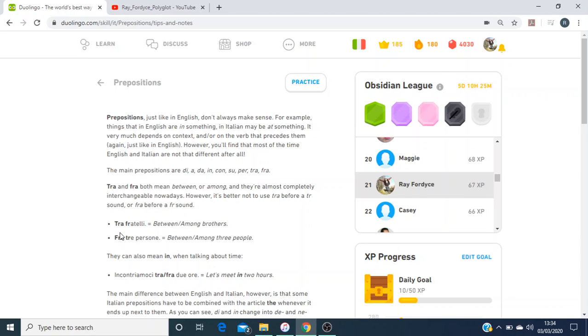Okay, so there's an example. Tra fratelli, between or amongst brothers. Fra tre persone, between or among three people. Fra fratelli. That sounds like you've got a bit of a stutter, I suppose. It can also mean in when talking about time. So, incontriamoci tra or fra 2 ore. Let's meet in 2 hours.